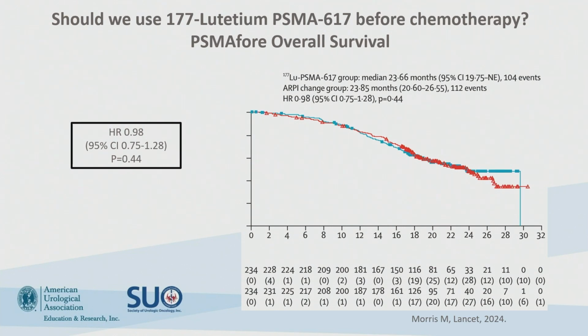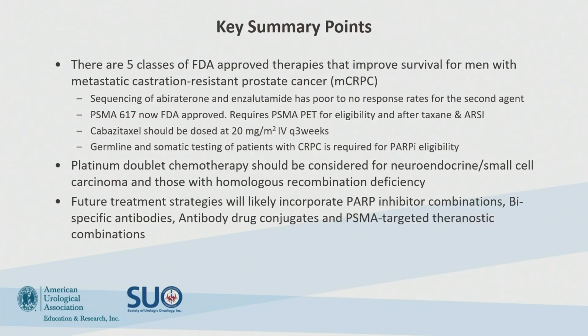But then the overall survival data suggests that there is a hazard ratio of 0.98. We see the curves pretty much overlapping. Some patients probably benefiting a lot, some patients maybe benefiting less, but we now have the opportunity, if we want to, to use Pluvicto before docetaxel chemotherapy based on this approval that just came out. And this study is what supported that it seems safe and is now an option for patients. And then we can go on to chemotherapy and all of the other things that we want to use.